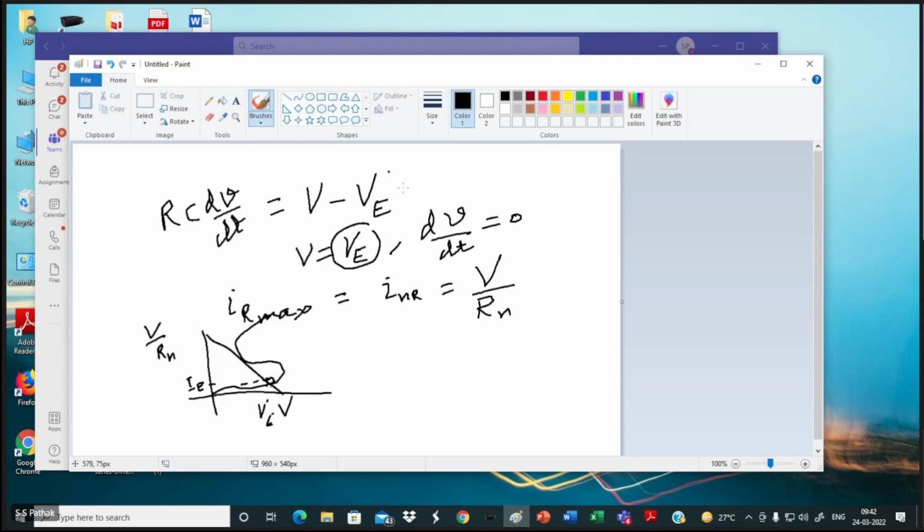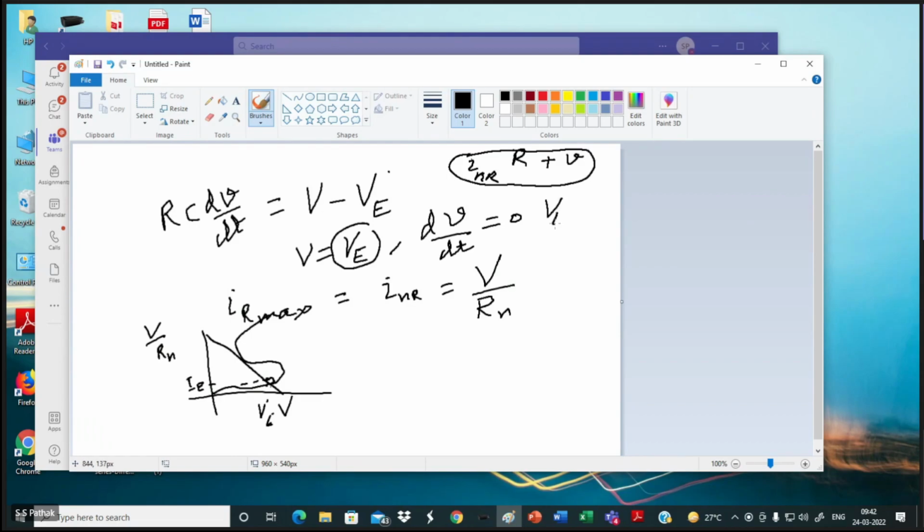The value of VE depends on the negative resistance current and the current flowing through it. It is I into R, the negative resistance device current IN into R, plus the voltage across the negative resistance. This was your VE. That will become the operating point.